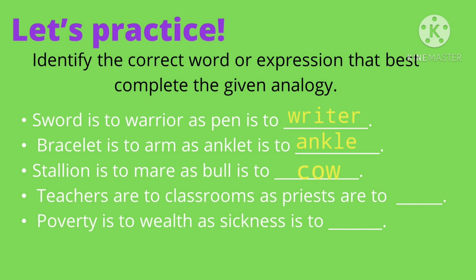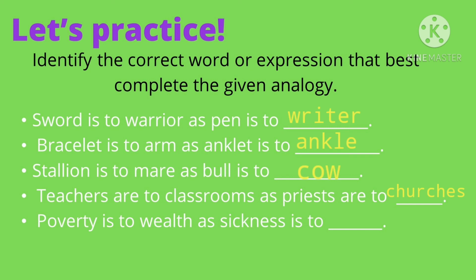The fourth one. Teachers are to classrooms, as priests are to blank. So teachers usually are found in the classrooms. Where could we find the priests? Churches. And the fifth, poverty is to wealth, as sickness is to blank. So poverty and wealth are opposites. What could be the opposite of sickness? Okay, it could be health. Very good. Now you know how to complete the given analogy.